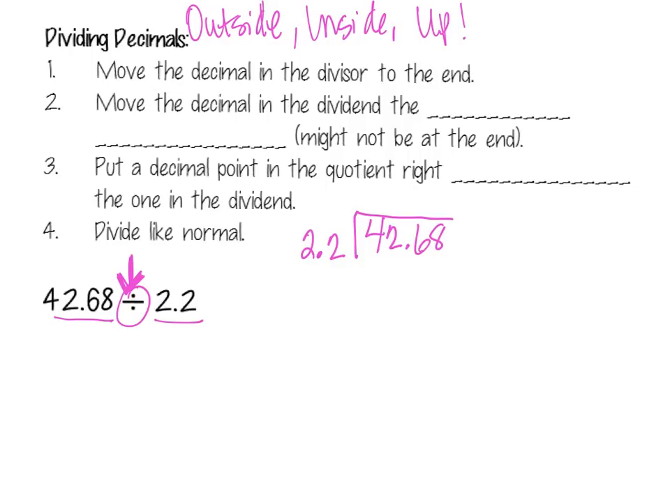Ready? Outside, inside, up. What does that mean? Outside, inside, straight up. Okay, so now what this is saying is 426 and 8/10 divided by 22. Because you cannot have a decimal out here on the outside. That's why you go outside, inside, up. Okay, now we're just going to regular divide like we've always divided. How many times will 22 go into 42? Once.